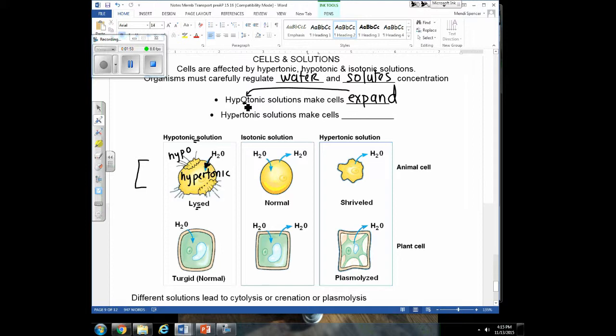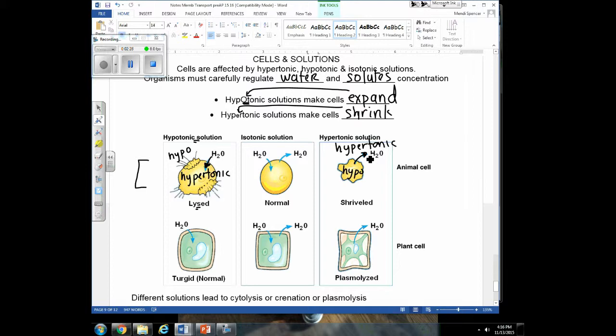Now, a hypertonic solution is going to do the opposite. A hypertonic solution is going to make cells shrink. So that is why I made my E look like this. I made it small. I want you to think of it as being an O that's shriveled up to look more like an E now. If I take an animal cell or plant cell and I put it in a hypertonic solution, so that means that the outside of the cell is now hypertonic, the inside is hypotonic. Water always moves to the hypertonic solution from a hypotonic solution. Water moves out of these cells, and these cells will shrink up.